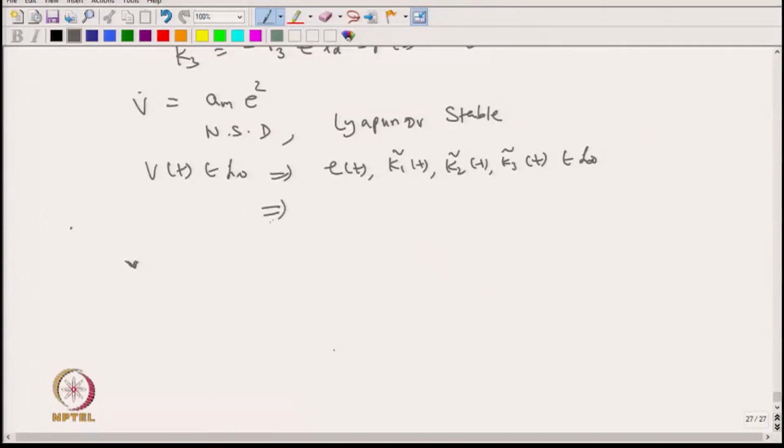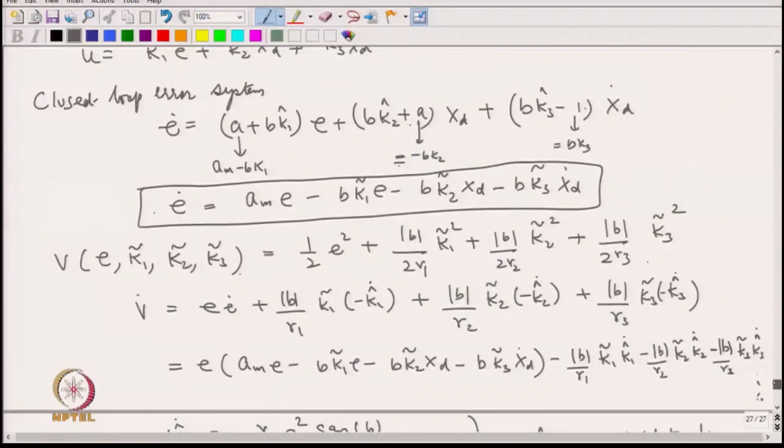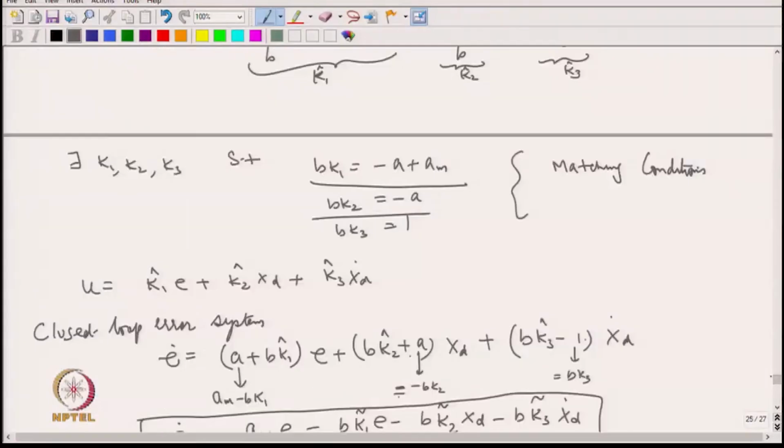which further implies that x of t is bounded, because we have assumed that x d of t is bounded, and since k1 is simply a constant, so k1 hat of t is also bounded, k2 hat of t and k3 hat of t are all bounded. Okay, and then we can go back and try and prove that the controller is bounded.